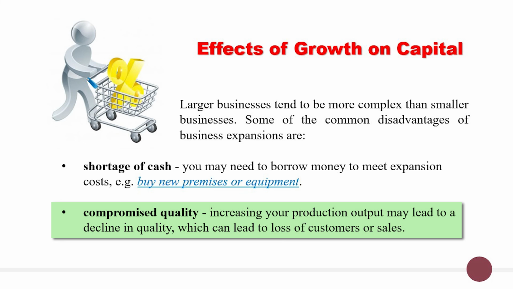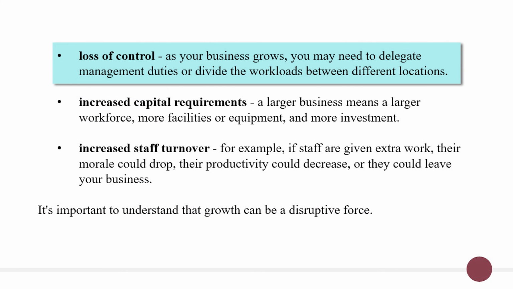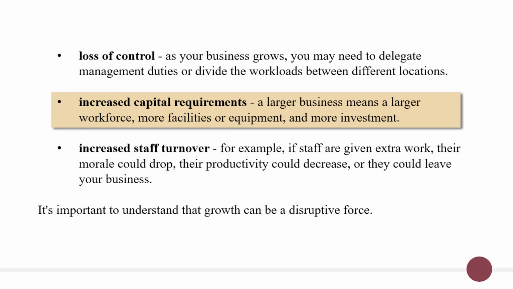Compromised quality. Increasing your production output may lead to a decline in quality, which can lead to loss of customers or sales. Loss of control. As your business grows, you may need to delegate management duties or divide the workload between different locations. Increased capital requirements. A larger business means a larger workforce, more facilities or equipment, and more investment.